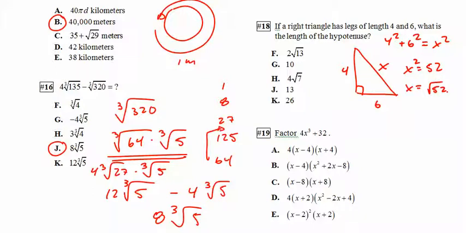I'm going to stop there and see if they left it here. They did not. They simplified it, which is square root of 4 times square root of 13, which is 2 root 13. Done.